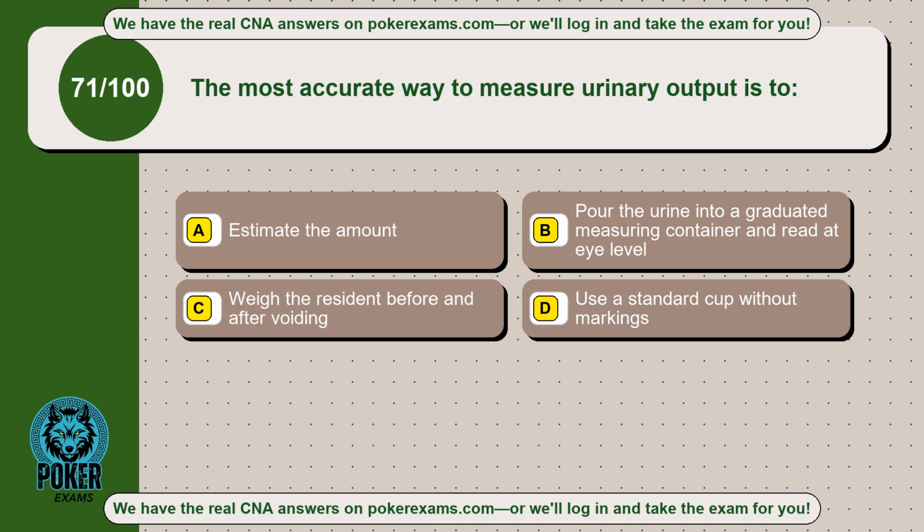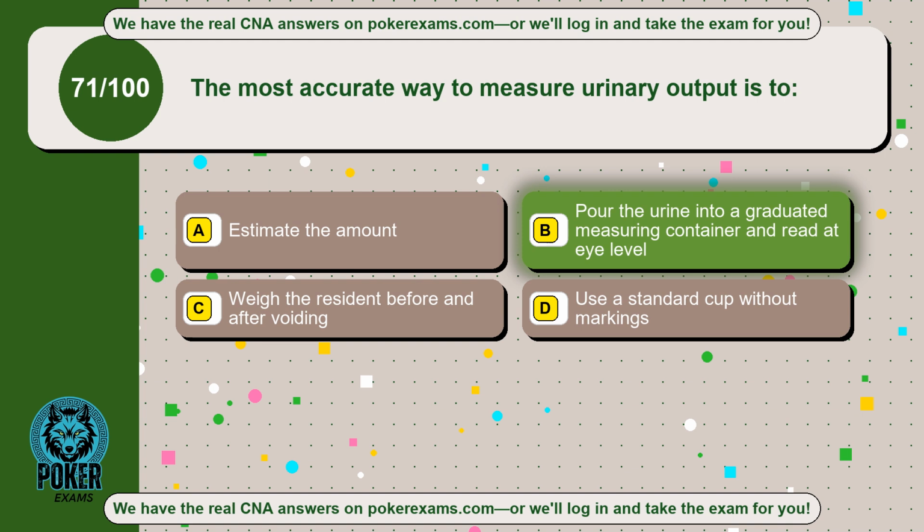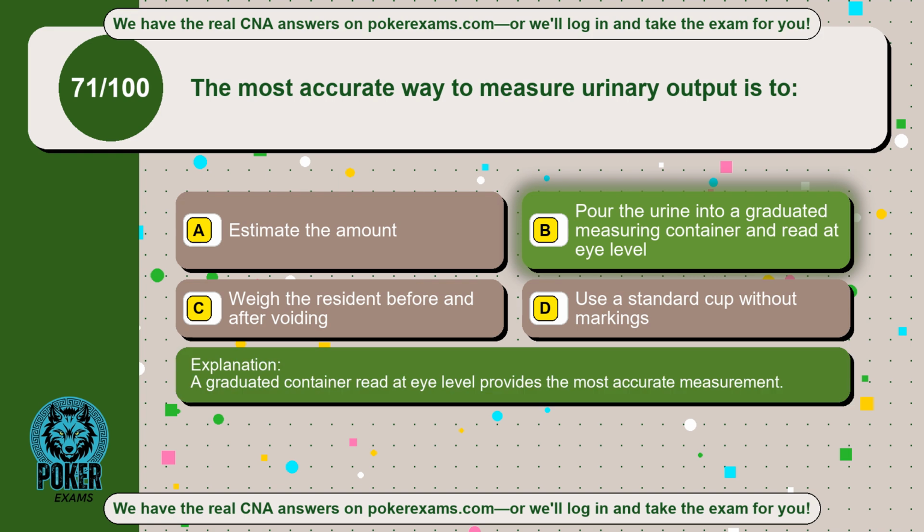Question 71. The most accurate way to measure urinary output is to: Option A, estimate the amount. Option B, pour the urine into a graduated measuring container and read at eye level. Option C, weigh the resident before and after voiding. Option D, use a standard cup without markings. The correct answer is option B. Pour the urine into a graduated measuring container and read at eye level. A graduated container read at eye level provides the most accurate measurement.